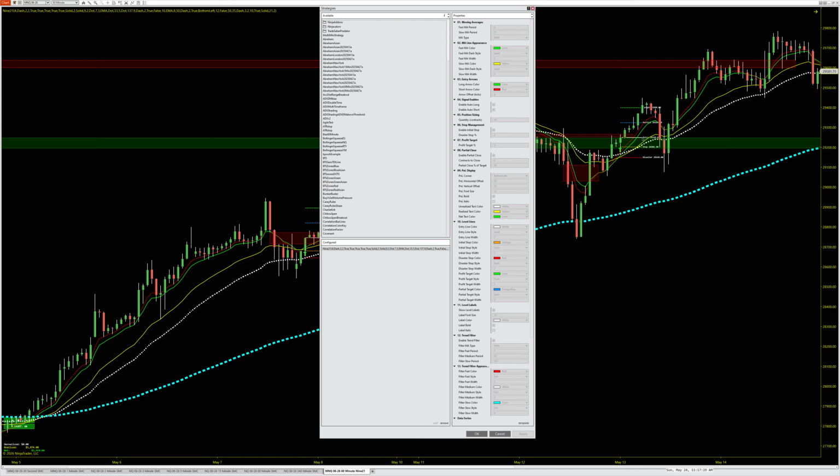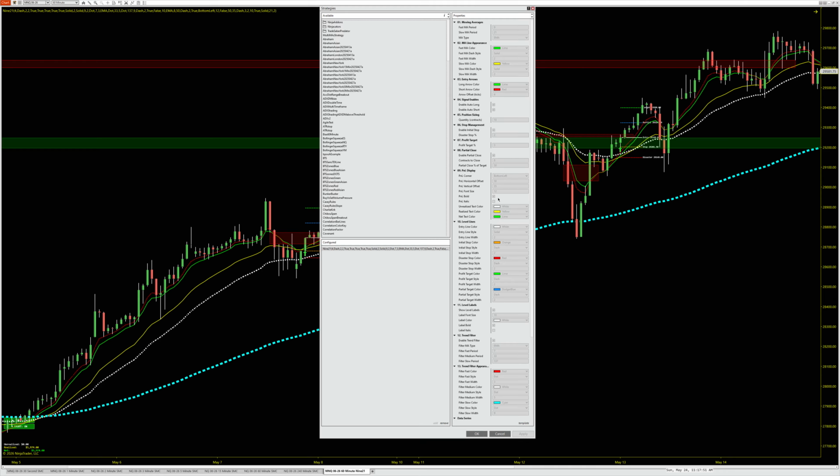So you can see here's entry, here's the ultimate target, but here's halfway, 50%. That's where we would have taken 8 micro contracts off. And then what happens, it doesn't show here, but the stop moves to break even, so we can't go in the red at that point.